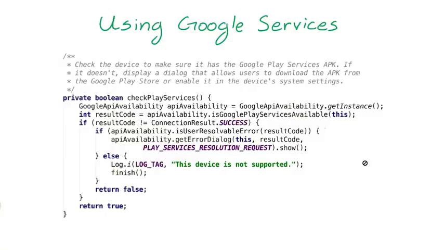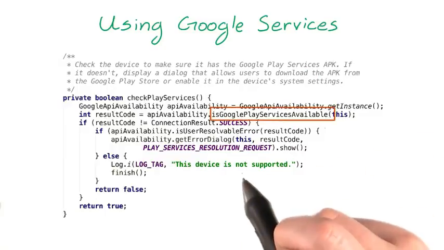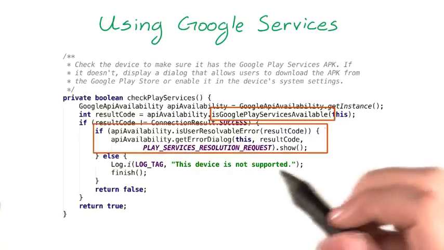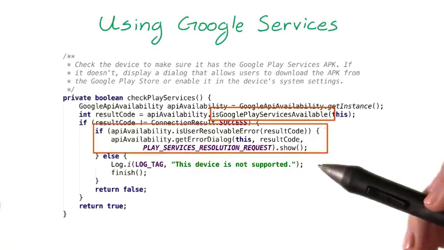So, at the creation of the app, we will check for Google Play Services with a call to isGooglePlayServicesAvailable. Then we will attempt to solve any errors that we can, such as prompting the user to update.